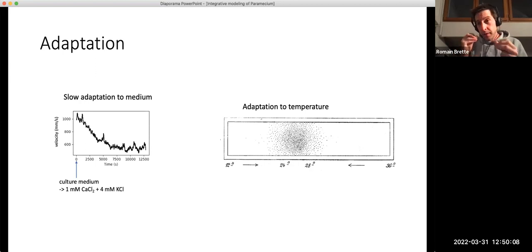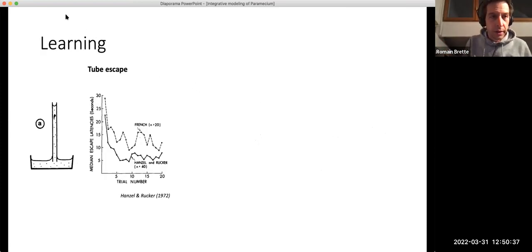But then the properties of their ionic channels change, and the behavior comes back to normal, but in a different context. And in the same way, if you culture them at a different temperature, well, they're going to like that new temperature. And in addition to that, physiologically, they are going to change and adapt to it. And finally, there are also cases of learning. Not many cases in the literature, but they are there.